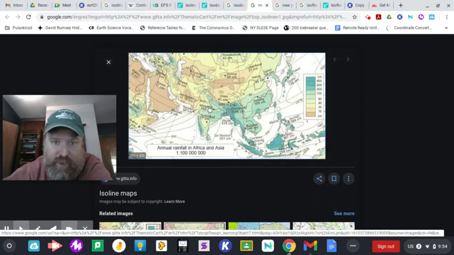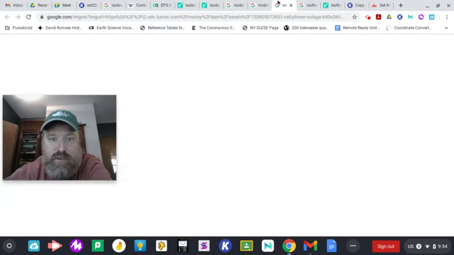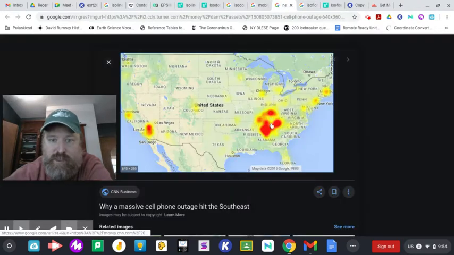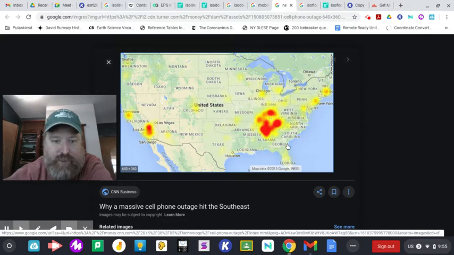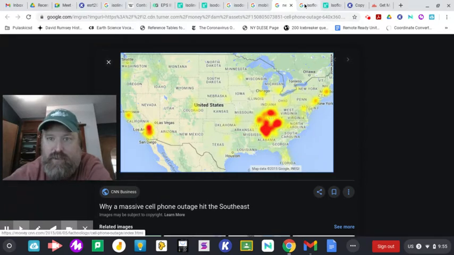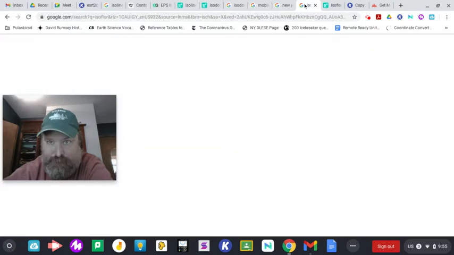Rainfall, so getting more into meteorology, again, makes it easy to see where there is a lot and where there is a little, with those lines separated out by value. This was a cell phone outage that happened recently. And again, boom, visually, you can see it all, right? So how would we draw these lines given all of the data?